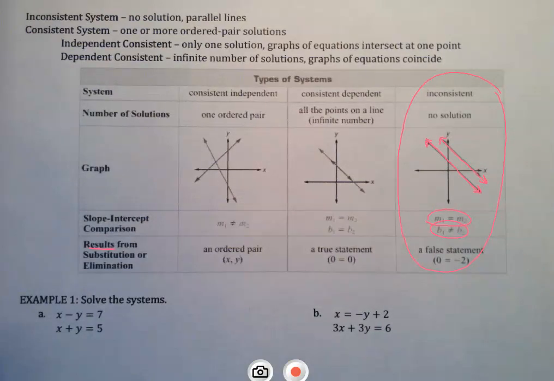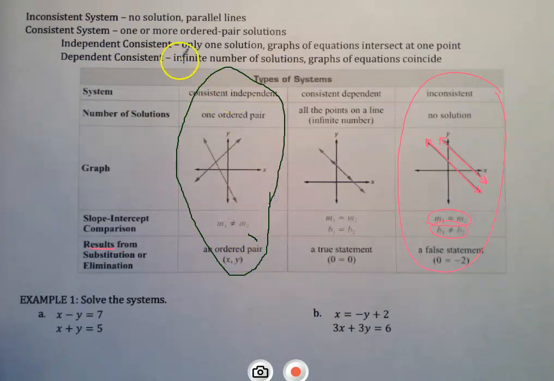Okay, so then we have a consistent system. So we've got two of those, consistent here and consistent here. So we have two consistent systems, one here and one here. These have one or more ordered pair solutions, which we've talked about. An independent consistent has only one solution. So that's this section right here. When they say consistent independent, it's the same thing as independent consistent. You can call it either one. But if it's independent, it has one ordered pair, only one solution.